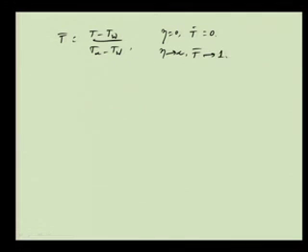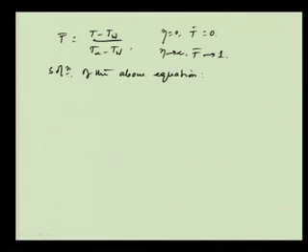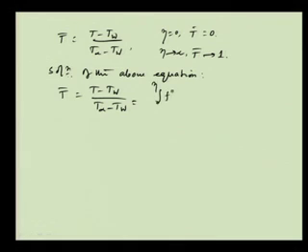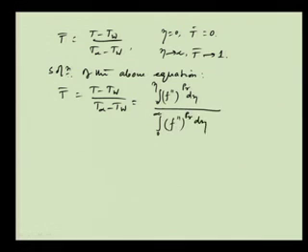So, if we see that, then the solution of the above equation is T̄ equal to (T minus Tw) by (T∞ minus Tw) equals integral 0 to η of f double dash to the power Prandtl dη, divided by integral 0 to infinity of f double dash to the power Prandtl dη. Okay.